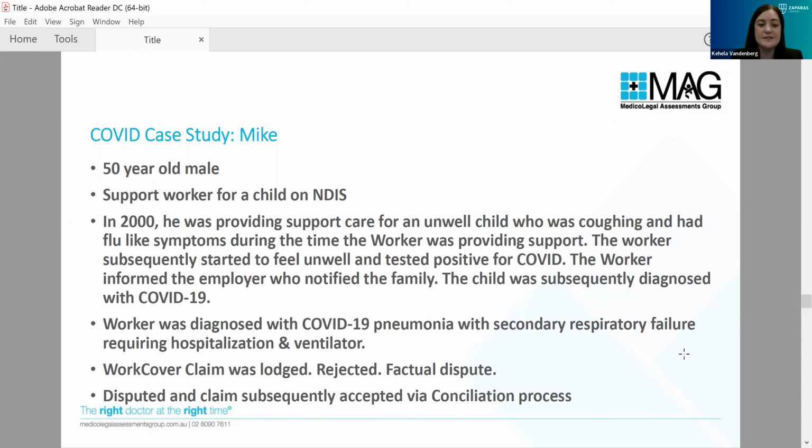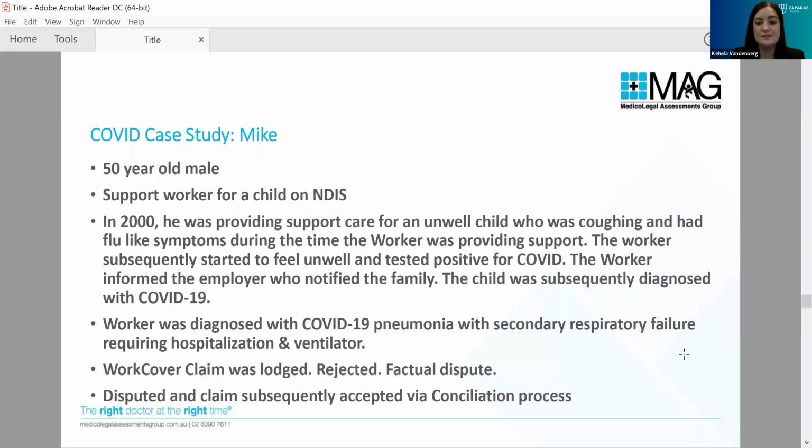The worker subsequently started to feel unwell and then had a test for COVID. They were required to then notify the employer, who then notified the family, and then the whole family went and got tested, and the child was subsequently diagnosed with COVID. Unfortunately, our client required hospitalisation and a ventilator, and he's had numerous problems since then. The WorkCover claim was lodged. It was rejected because there was a factual dispute. Eventually, it was accepted via a conciliation process.